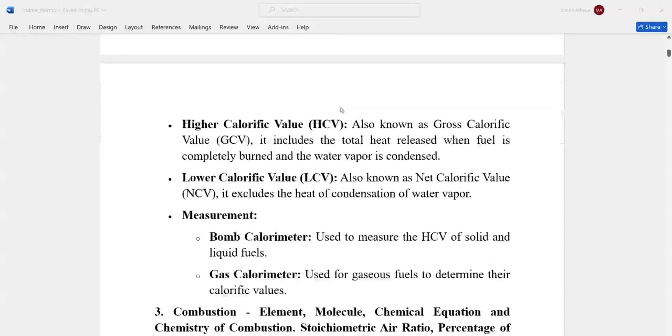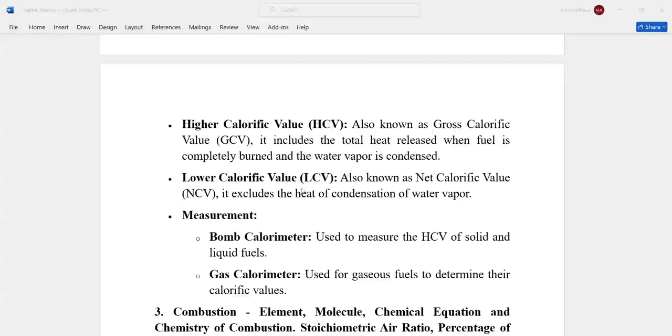Now let's look at the calorific values, the lower and higher calorific values, and then probably their measurement. So the higher calorific value is also known as a gross calorific value, GCV, and this includes the total heat that is released when fuel is completely burned and water vapor is condensed. So you have a fuel, so this fuel completely burns. There is nothing that is left. So all of it is completely burnt, and then that water vapor that is produced out of the fuel is also condensed. So the amount of heat used to condense that water vapor is also inclusive. So that's why we call it gross.